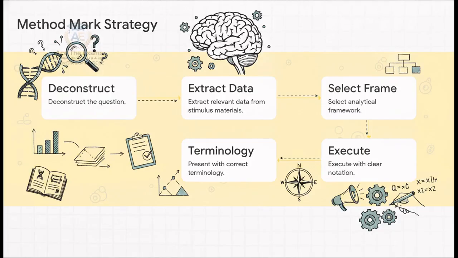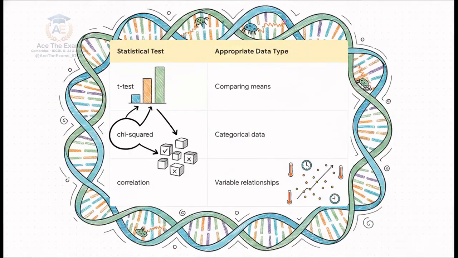This sequence is your ultimate safety net. It proves to the examiner you are reasoning, not just guessing. And when you hit the statistical evaluation phase, you absolutely must match your statistical test to the data type.